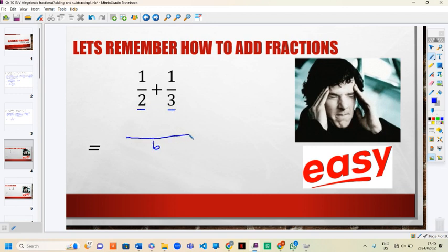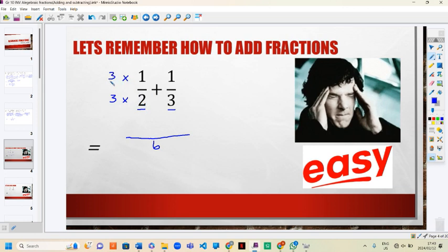Now what did I do to 2 to get to 6? Yes, you can say I added 4, but here we want to multiply by something. So 2 multiplied by 3 gave me 6. I can't just do that at the bottom. I need to do that at the top as well.